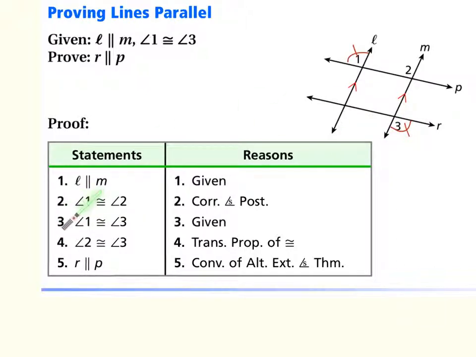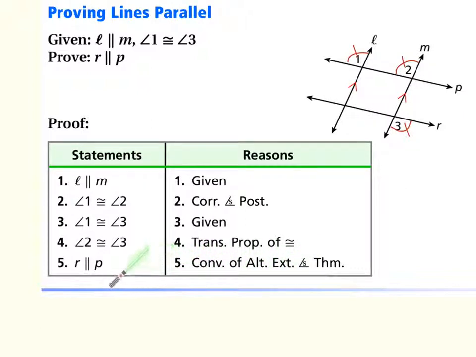So we start off by saying L is parallel to M, and that's given. Since those lines are parallel, we can say angle 1 and angle 2 are congruent. Why can we say that? Because they are corresponding angles. Then we can say angle 1 and angle 3 are congruent, because that's given. And lastly, we can say angle 2 is congruent to angle 3. Why can we say that? Well, if 1 is congruent to 2 and 1 is congruent to 3, that means 2 is congruent to 3. That's called the transitive property of congruency.